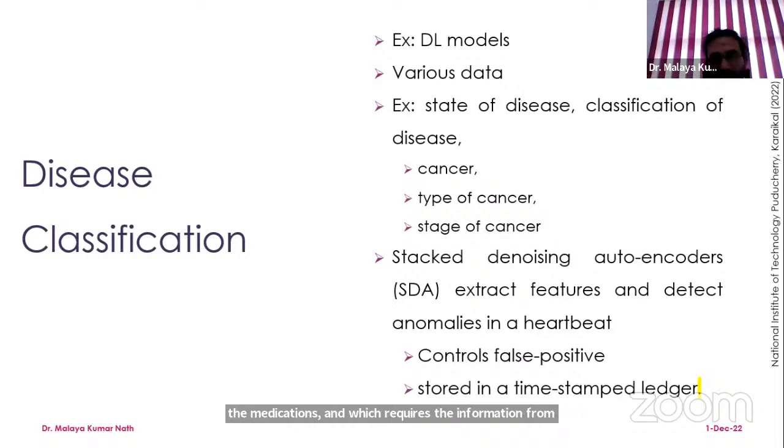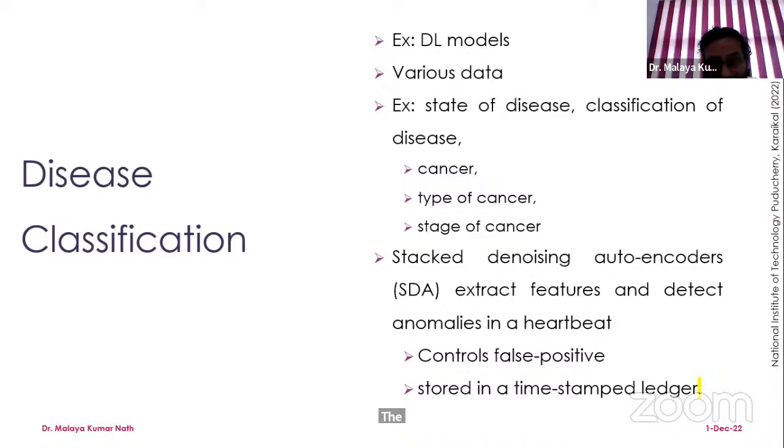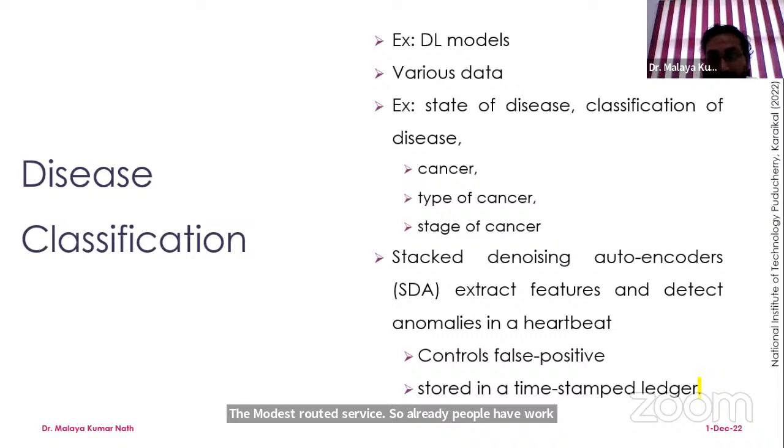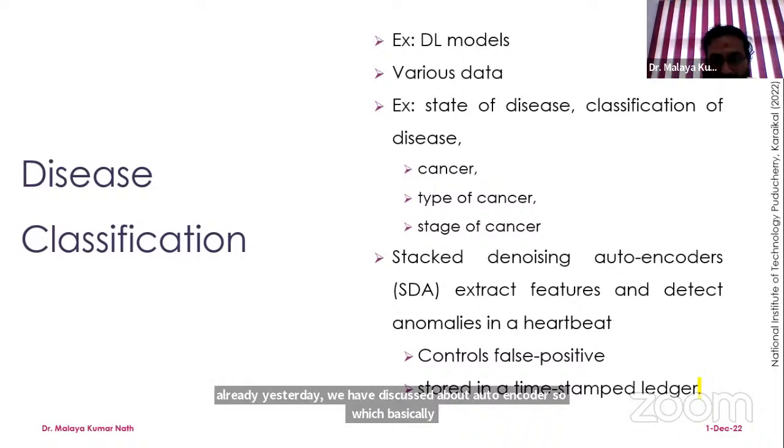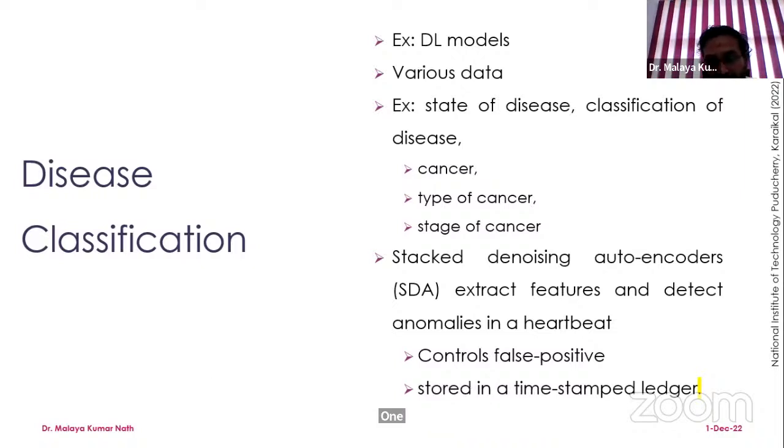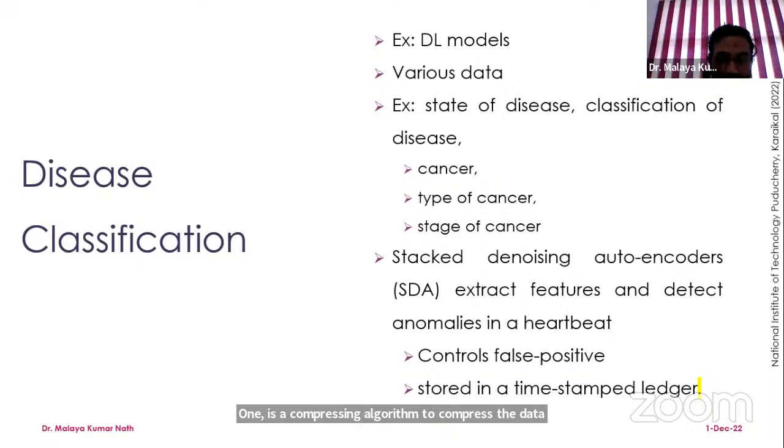So already people have worked on stacked denoising autoencoders to extract the features and detect anomalies present in the heartbeat, as well as different classification systems. Yesterday we discussed autoencoders, which basically work as a compressing algorithm to compress the data. That means the data which is basically required for the doctor for analyzing can be analyzed.